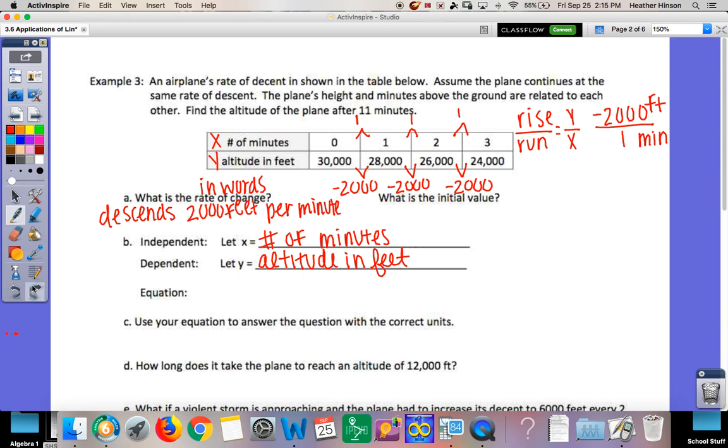What's the initial value? Where do we find our y-intercept? We find our y-intercept at 0. So what number is at 0? 30,000. And again, we have to write it in words. What is 30,000? Well, that row on the bottom, that's your altitude in feet. So this is 30,000 feet.